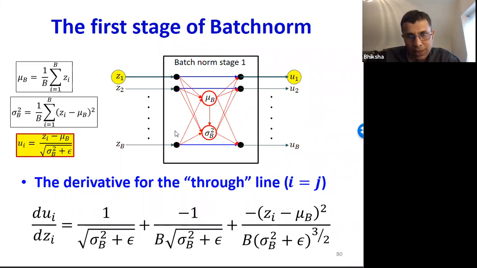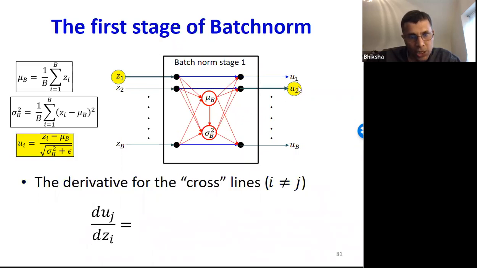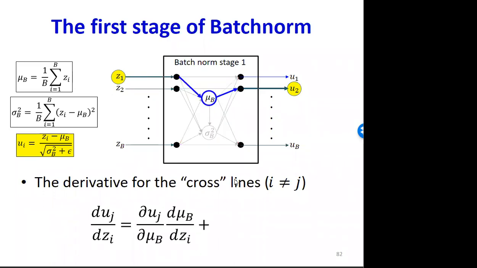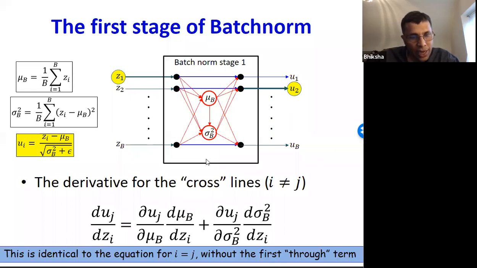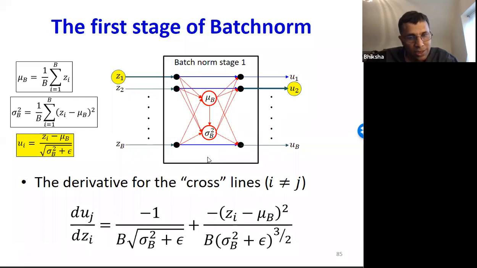But now let's consider the case of the cross connection. In the case of the cross connection, how many terms will you have? Anyone? 2. Just 2. It's this path plus this path, right? And so this derivative is basically the same as what you had for the through connection, except without the direct line. So this is identical to the i equals j case without the first through term, so you can just write out the formula from the previous slide, no big deal.